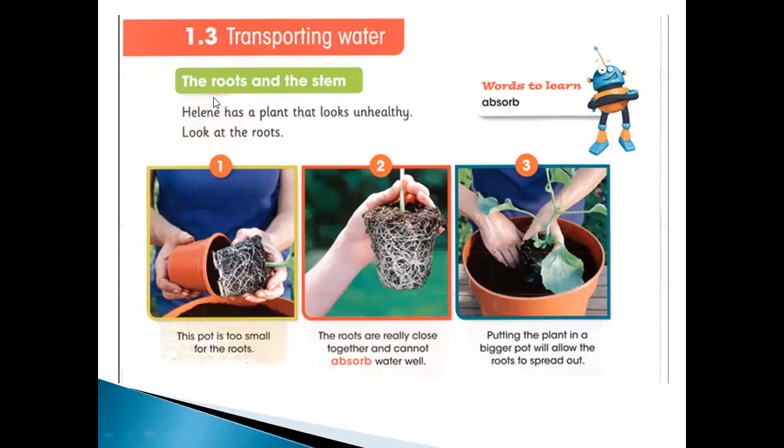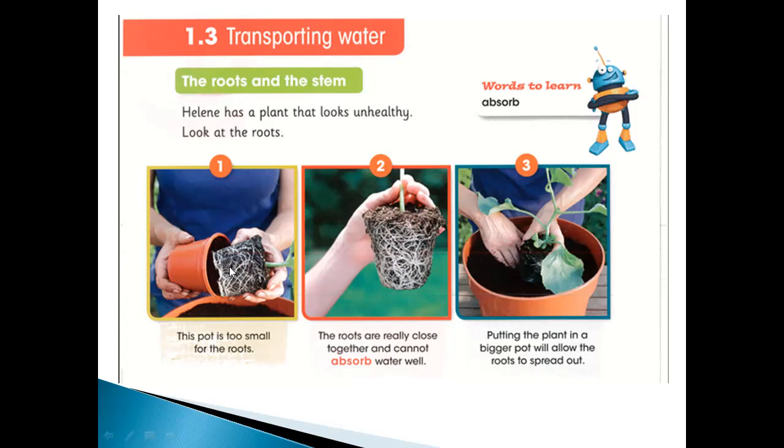The roots and the stem. Helen has a plant that looks unhealthy. Look at the roots. The first one is showing us different kinds of roots. What's the problem with it? This pot is too small for the roots. So don't put your plant in a small pot. Because of this, all the roots are jumbled in one place and cannot grow well.